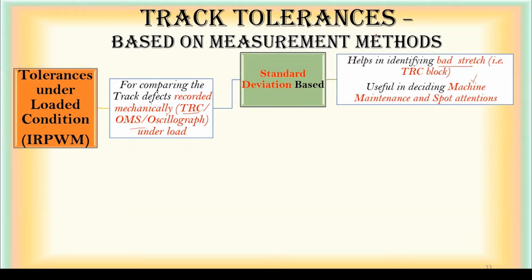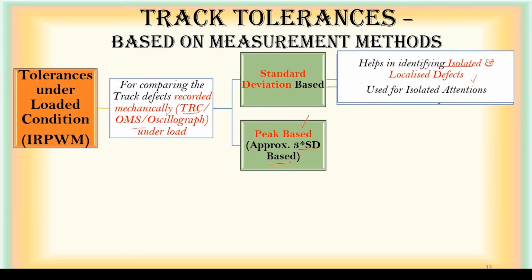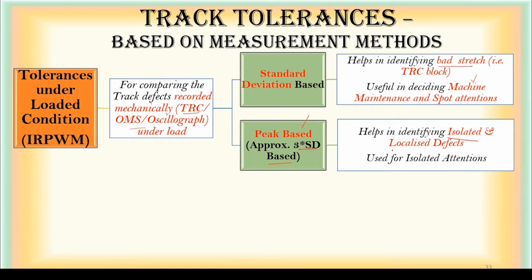It also gives limits for comparing peak based measurement, and the tolerances in peak based measurement are generally 3 times standard deviation based. We have discussed why, because 99.7% data falls within. It is useful in case of isolated and localized defects attention. We cannot use the analysis with respect to this peak based for deploying our machine on long stretches.